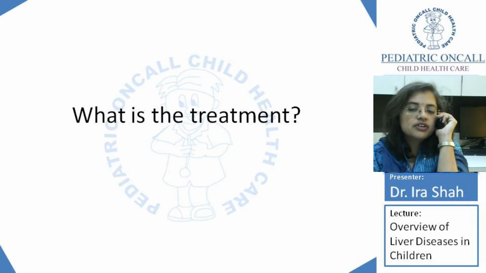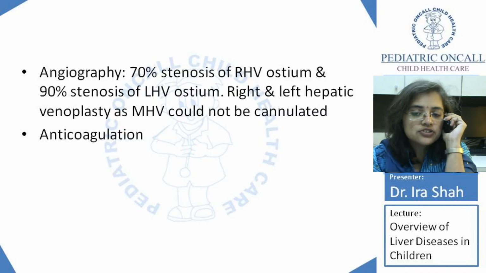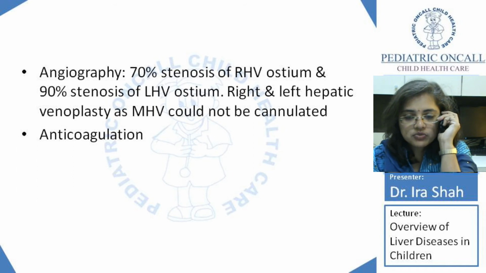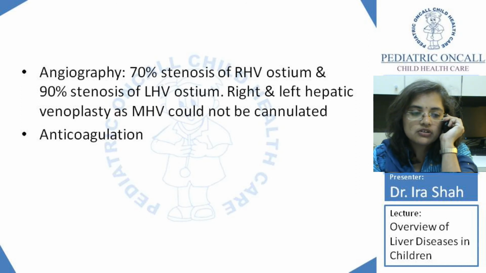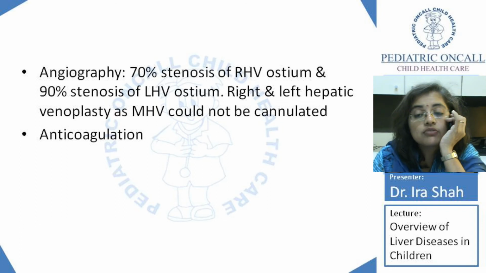Now here, when we did our Doppler, we found that the middle hepatic vein was not patent and the right and left were patent. When we did an angiography, we found that there was stenosis of the right hepatic vein and the left hepatic vein, and the middle could not even be cannulated. So what was done is a right hepatic venoplasty and a left hepatic venoplasty, and anticoagulation in the form of warfarin or heparin was started in this child. So sudden onset ascites, don't forget Budd-Chiari. That's the take-home message. Don't ever forget Budd-Chiari and look at the Doppler.